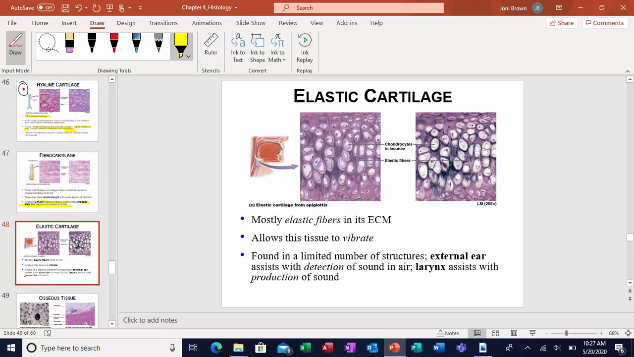Elastic cartilage obviously has elastic fibers, and this tissue vibrates. And that's why you find it in your larynx to produce sound, also in your external ear. It has, again, the cartilage cells, the chondrocytes sit in the lacunae, the space. But you see these elastic fibers in here between them. See all those elastic fibers in there? So it looks a little different than the hyaline cartilage did with the Scooby-Doo eyes.